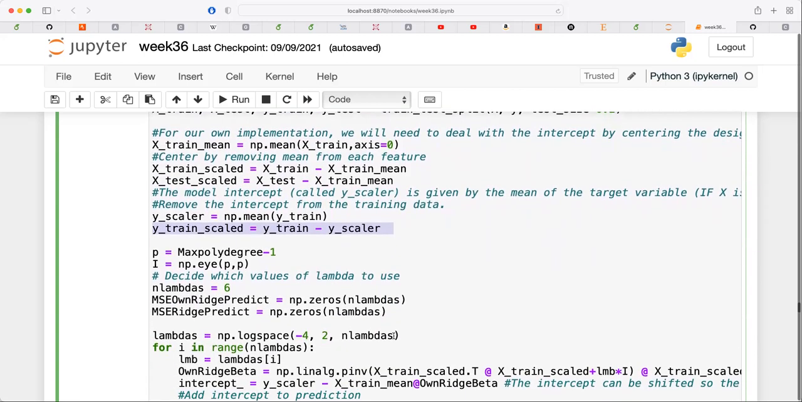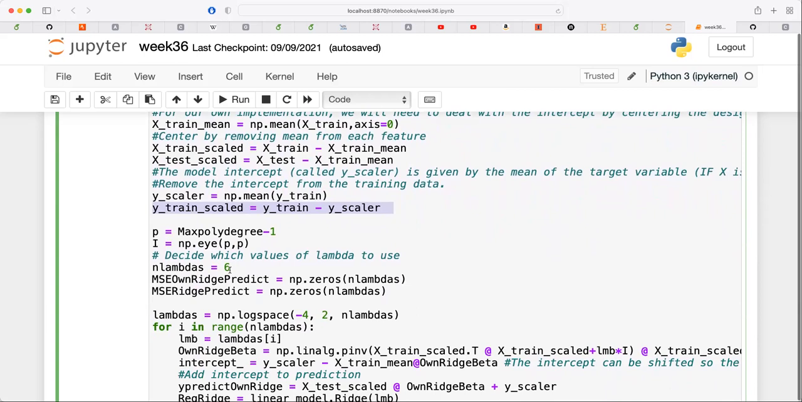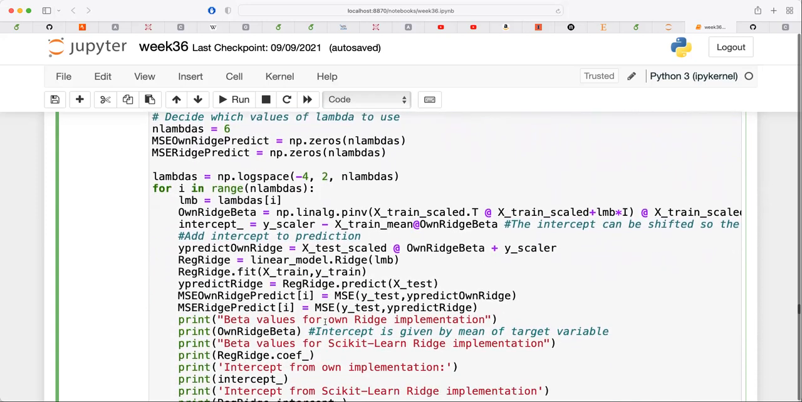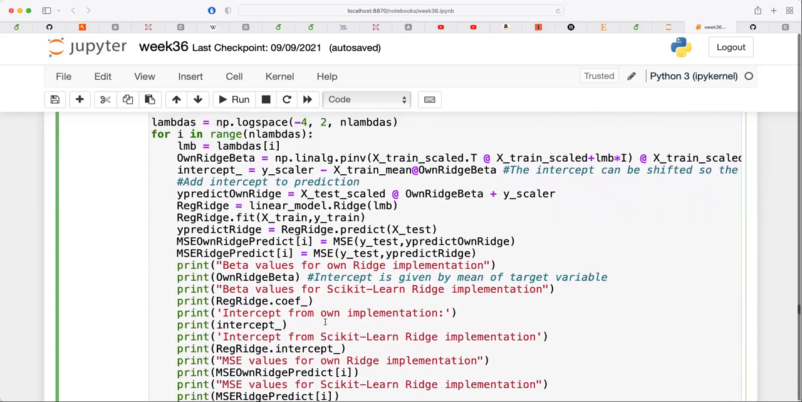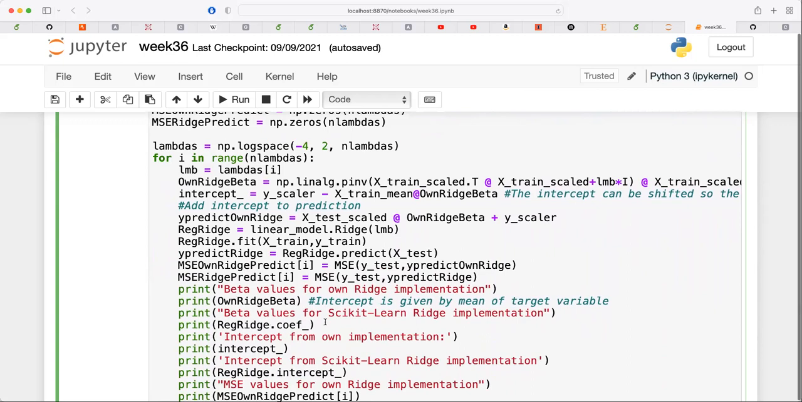And then I perform the fit. So I have 6 lambda values, which go on a log scale from 10 to the minus 4 to 10 to the 2. And what we need to discuss a little bit more in detail now is what actually happens mathematically when we plug in this regularization parameter or hyperparameter lambda.